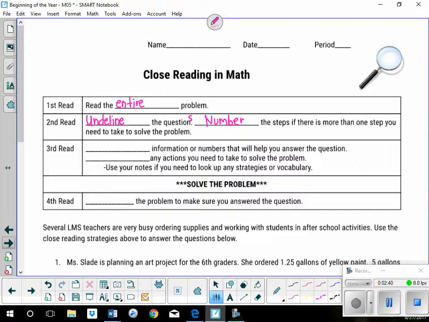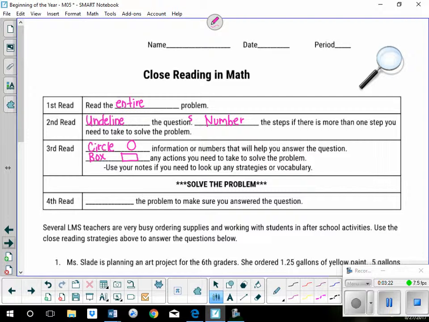All right, the third time you read through a problem, you need to circle information or numbers that will help you answer the question, and you need to box any actions you need to take to solve the problem. So things you circle might be numbers in the problem or any other information you think you need to solve the problem. And box would be if it asks you to create a number line or draw a picture. So any actions you need to take.